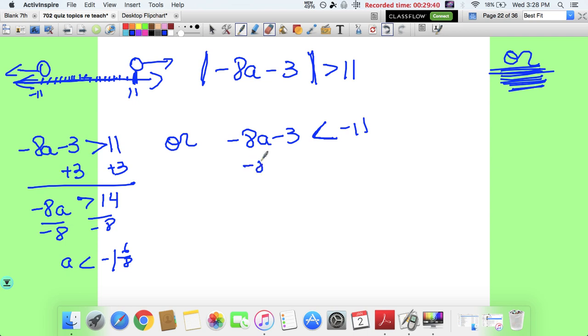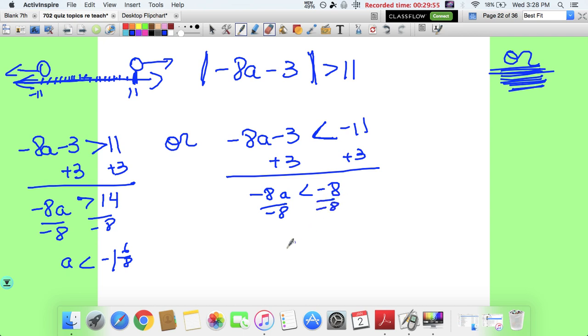Now, this side, you're going to get negative 8a plus 3, and get negative 8a less than negative 8. Divide by negative 8, and a is going to be greater, switch, than 1. So let's graph this. When you graph this, things are going to be a little bit different, right? So a has to be greater than 1. Or on this side, it has to be less than negative 1 and 6/8.